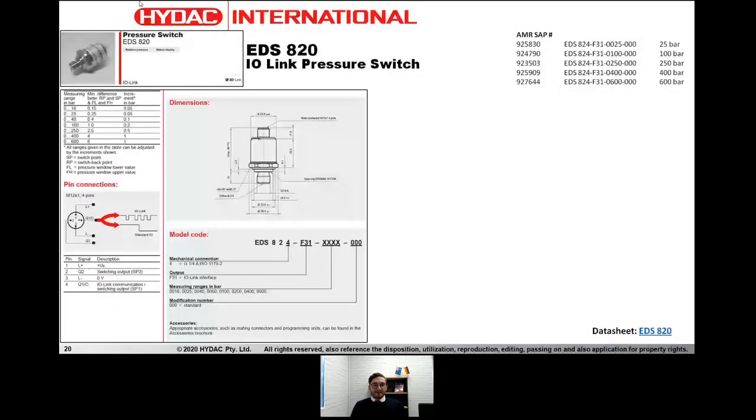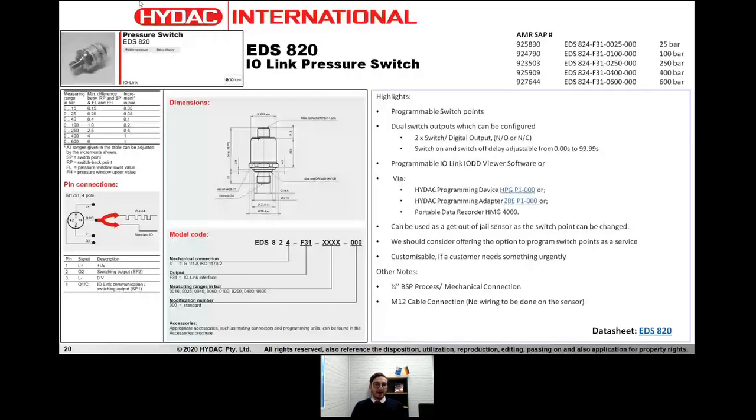The next sensor is the EDS 820, and this is an IO-Link pressure switch. As you can see on the bottom left-hand side, you can see Q1 and Q2.